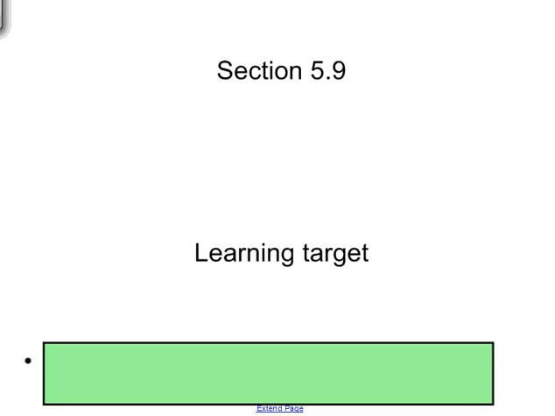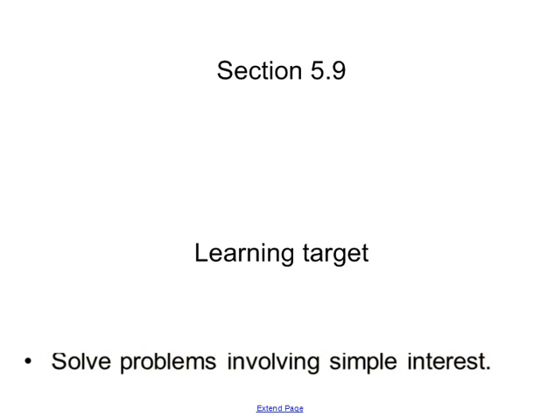Right, we're starting our review video for section 5.9. That's chapter 5, section 9. And as always, when we start a new section, we start with the learning target. The learning target for today is to solve problems involving simple interest.